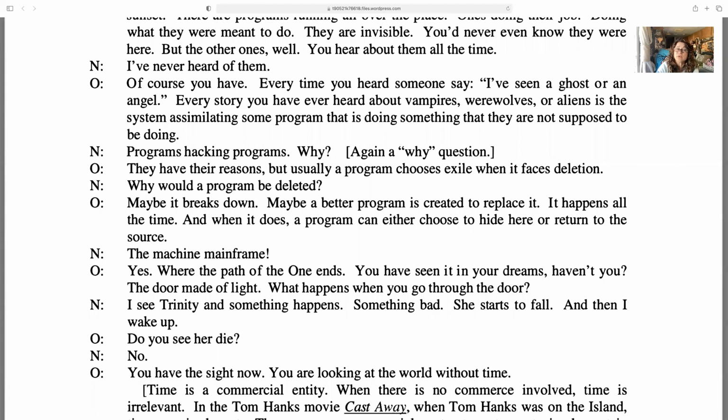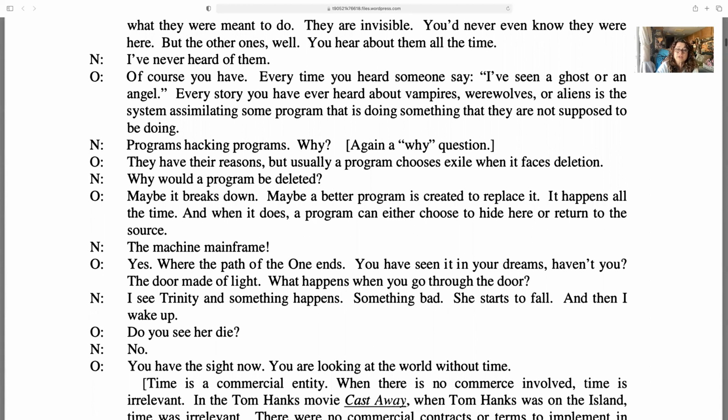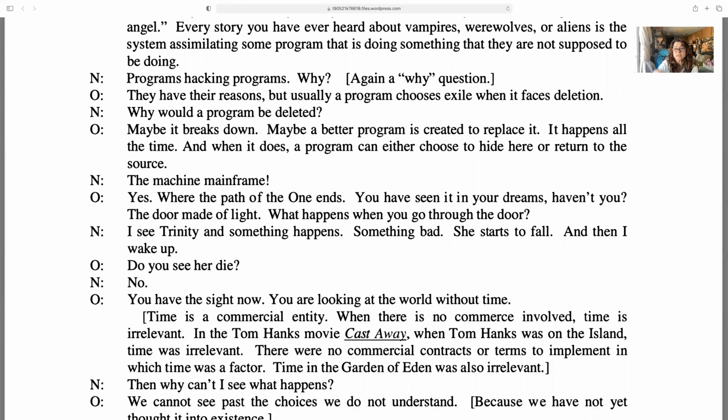Neo, why would a program be deleted? Oracle, maybe it breaks down. Maybe a better program is created to replace it. It happens all the time. And when it does, a program can either choose to hide here or return to the source. Neo, the machine mainframe. Oracle, yes. Where the path of the one ends, you have seen it in your dreams, haven't you? The door made of light. What happens when you go through the door?